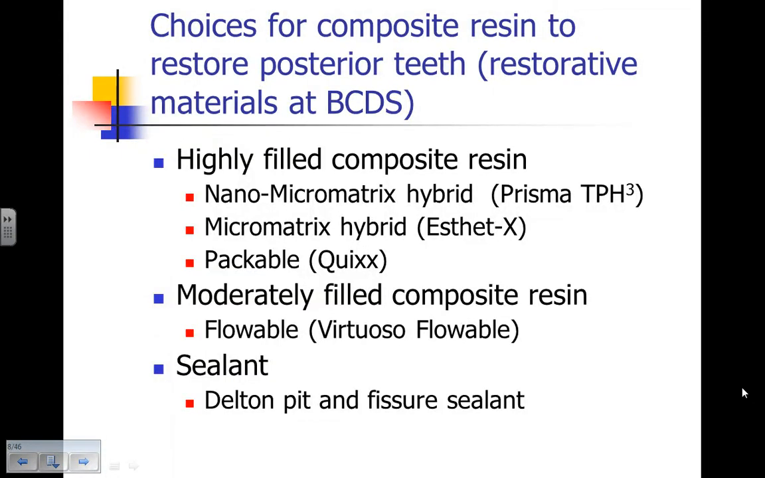For the composites we'll be using in the clinic for Class 1s, we're typically using highly filled composites, nanohybrid composites, TPH3 aesthetics, and our packable composite, Quixx. When we're doing preventive resin restorations, we're using Virtuoso flowable as our preventive resin restorative material. And as we've mentioned in the past, for pit and fissure sealant, we're using Delton.